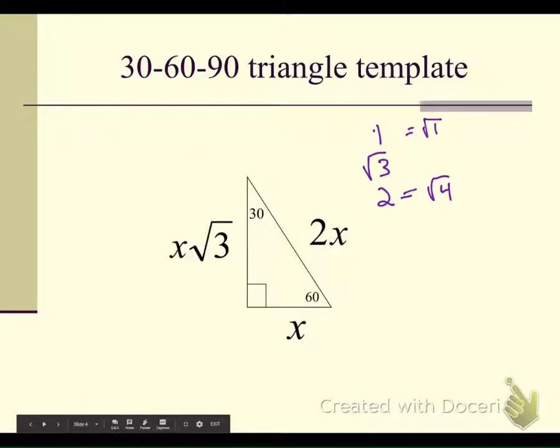And the sides correspond with the angles. So the smallest side is across from the smallest angle. So here we see that 30 is directly across from the one that has the coefficient of 1. 60 is across from the one that has the coefficient of square root of 3. And then the biggest side is across from 90, which is our biggest angle.